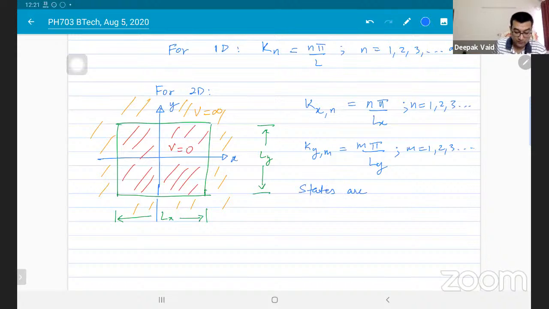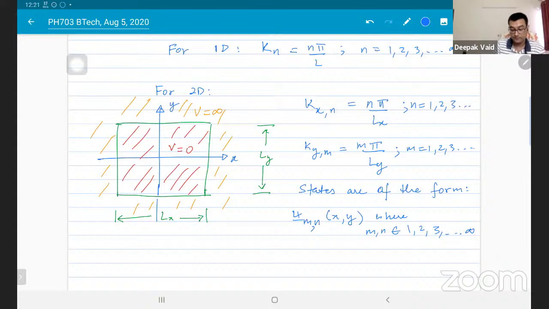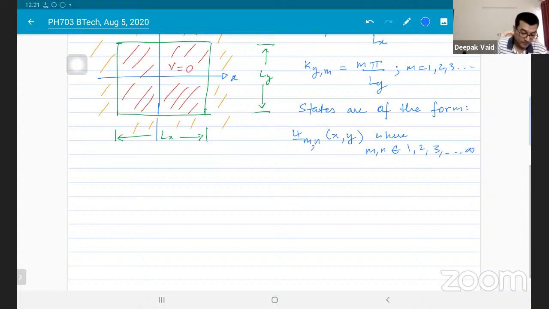So your states are of the form psi m,n (x,y), where, so I should put m comma n because it's not the product mn, where m and n are whole numbers, right? And what will be the general form of the solution? Psi mn (x,y).